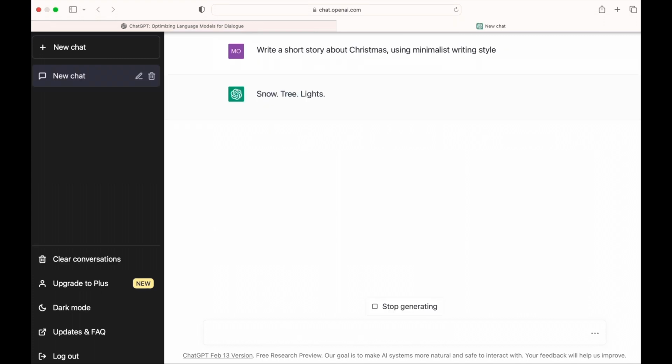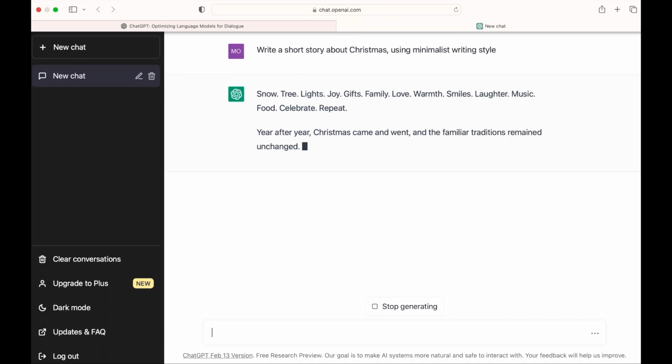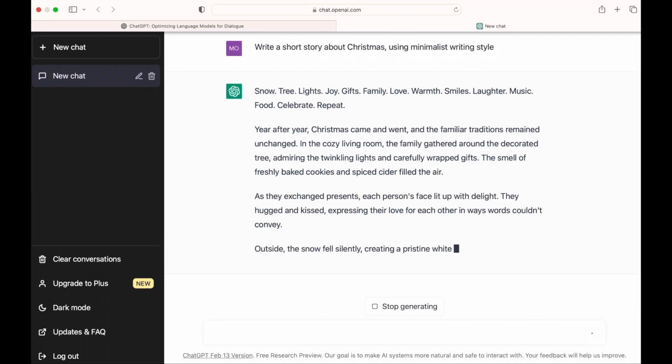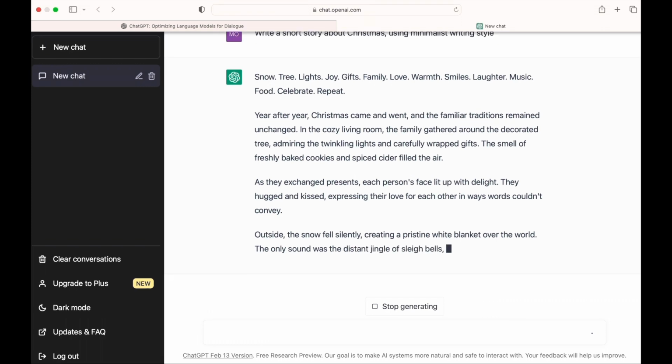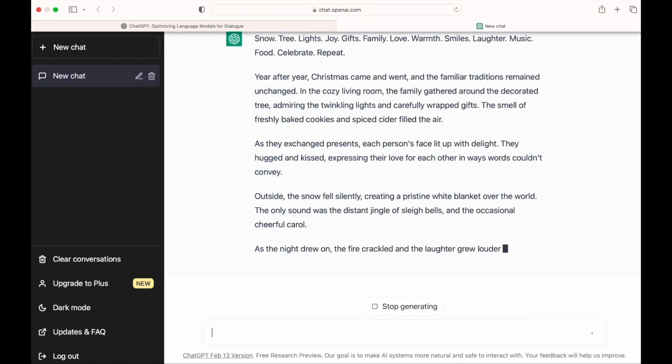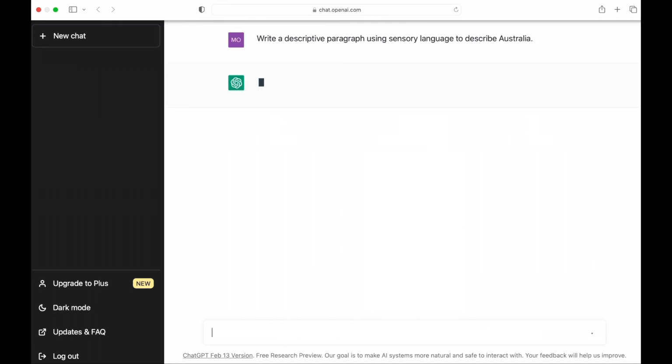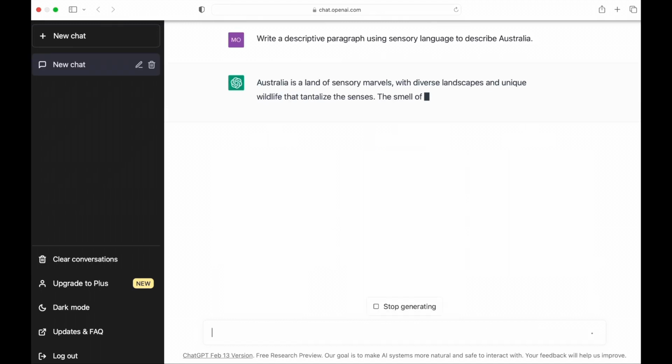style. Now, this prompt would instruct ChatGPT to use a specialized technique in order to use minimal and precise language to convey ideas. This sort of a writing style would allow you to see the output with focused information and would avoid unnecessary details. Let's take a look at another example, where I would ask ChatGPT to write a descriptive paragraph using sensory language to describe Australia.